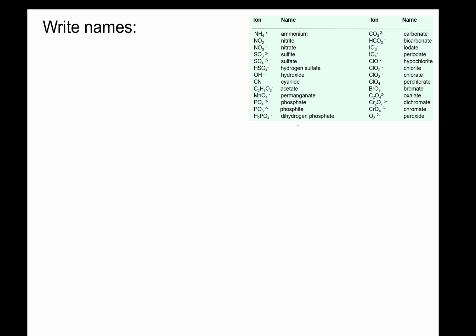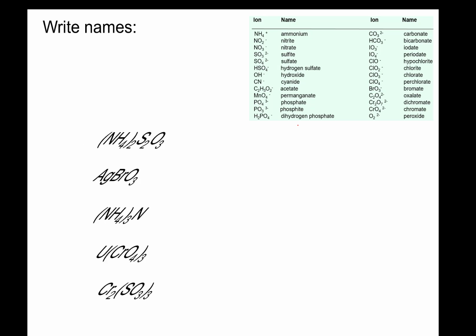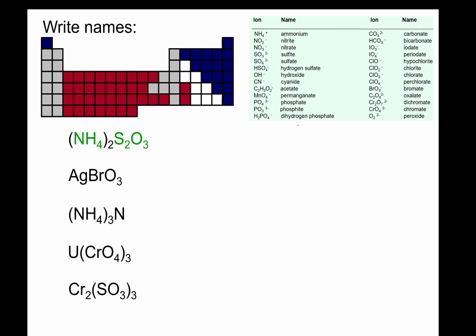Now let's write the names from the formulas. Again, we're color coding to help you figure this out, but you're not going to see color coding again. It's only in our PowerPoint. So make sure you're understanding where these charges are coming from and why.